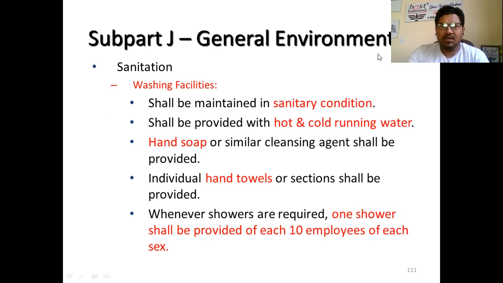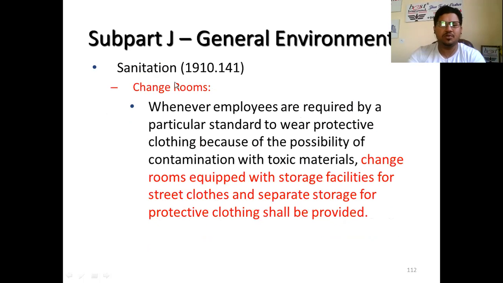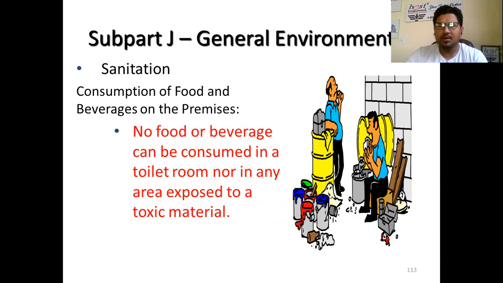Now, like I told you, I intentionally removed some code references, but this one is left because I want you to search which reference is relevant to general or to sanitation. Like 1910.141 is all about changing rooms and making sure they are available for employees. A change room must be equipped with storage facilities for street clothes, and separate storage for protective clothing shall be provided. These are very common things, and generically I know you understand, but it's part of OSHA training, so I need to mention clearly what requirements we all need to follow.